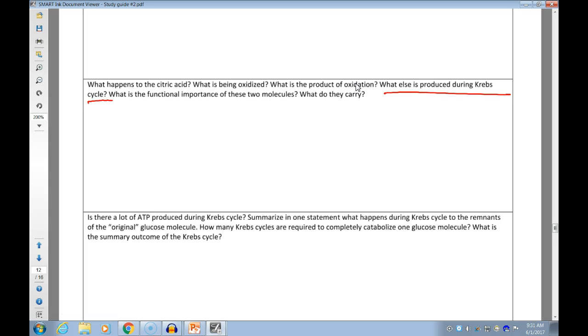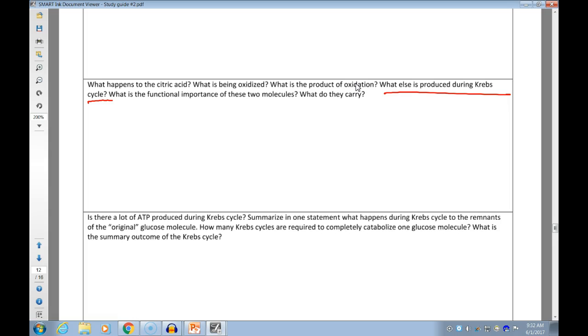What else is produced in the Krebs cycle? What is produced in the Krebs cycle? Is CO2 produced? Yes, during Krebs cycle, CO2 is produced. What else? NADH, FADH2, and ATP. What should I say, the most important molecules there. NADH and FADH2. Why? What do they carry? Electrons. So that's what we want. Does that make sense? Awesome.